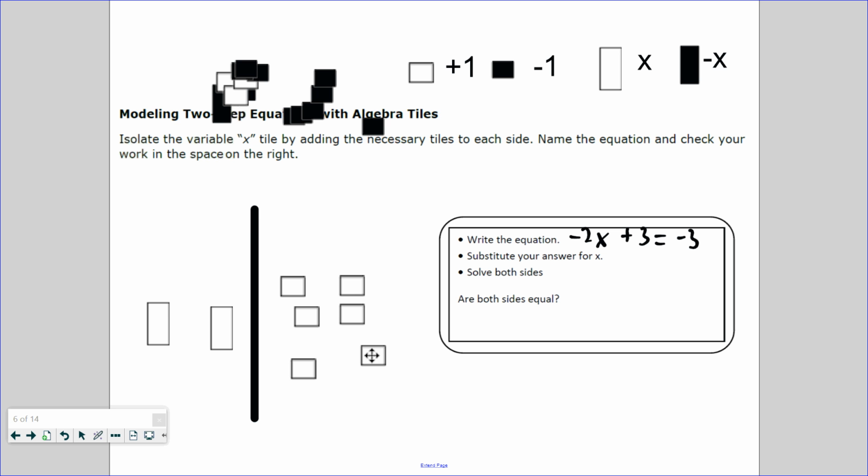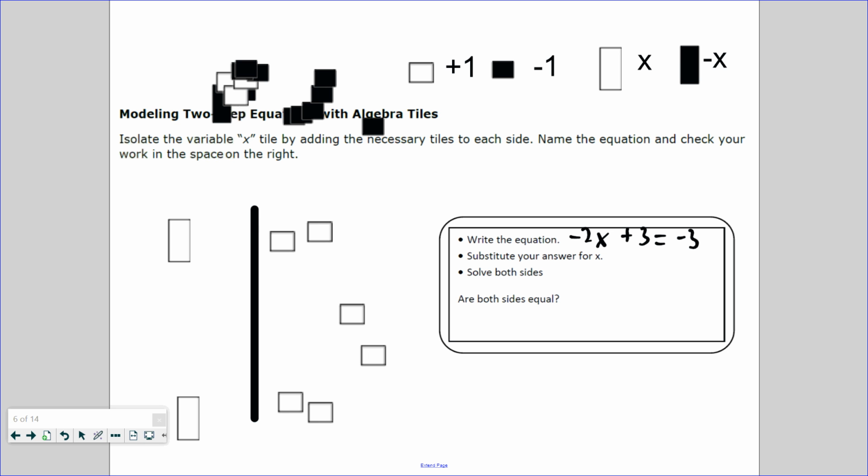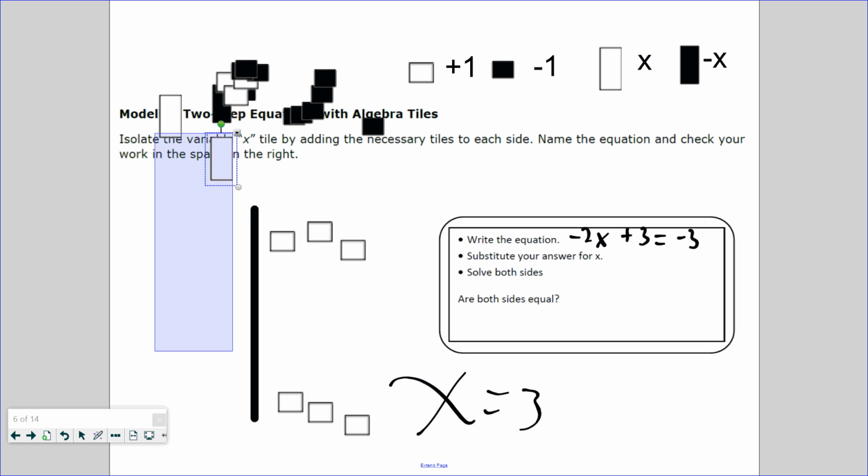So now, how many positive ones go to each x? 3. So x equals 3. So what I did is I did the opposite of negative x to x. Another way I could have done it was this way. Or maybe you may have preferred it this way.